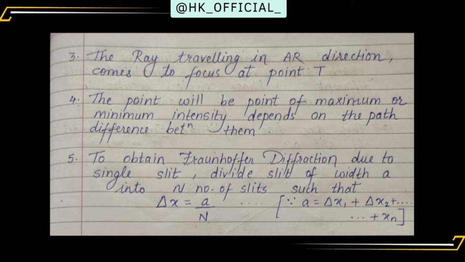Now from here our derivation starts. To obtain Fraunhofer diffraction due to a single slit, divide the slit of width A into n number of slits. As we have to obtain the Fraunhofer diffraction, we have to divide that single slit into n number of slits. So for dividing it, here we have to mention it as delta x. So this delta x will be equal to A by n. Here A is nothing but the sum of all delta x1 plus delta x2 plus up to delta xn. So this is the first condition.